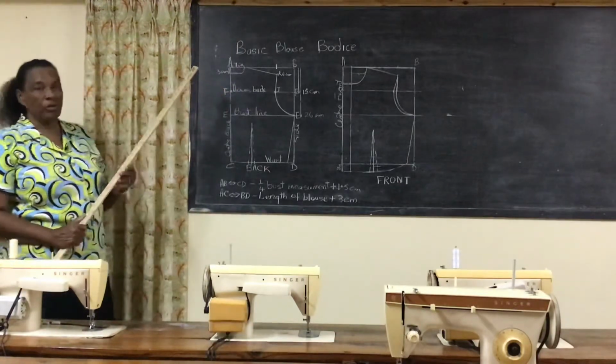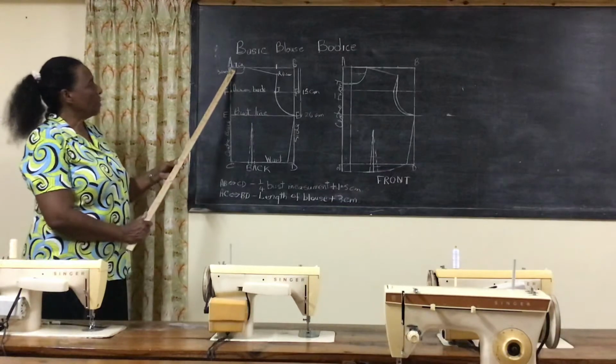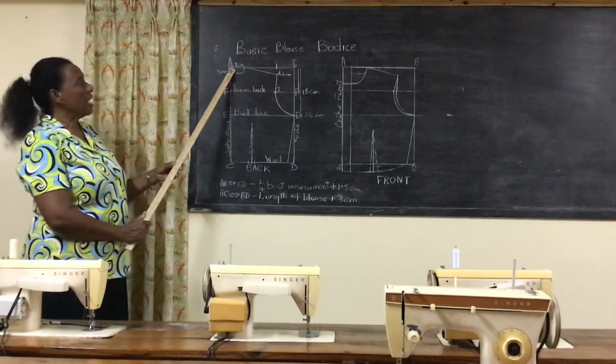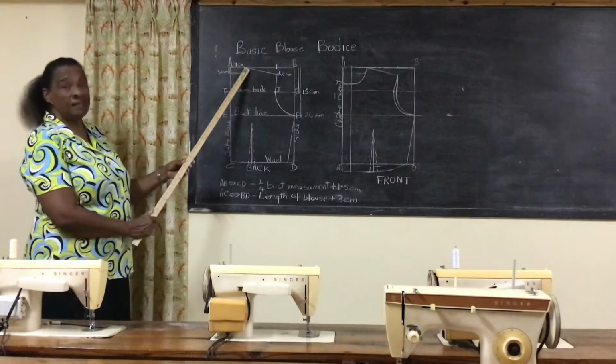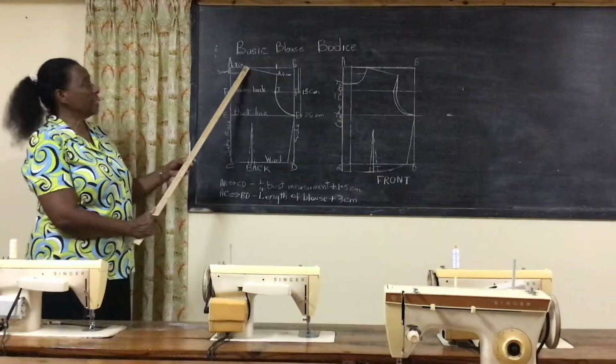Let's begin the drawing. Here we start with the neckline. Coming down towards C is 3 centimeters. A towards B is 7 centimeters. Then you draw your neckline in place.